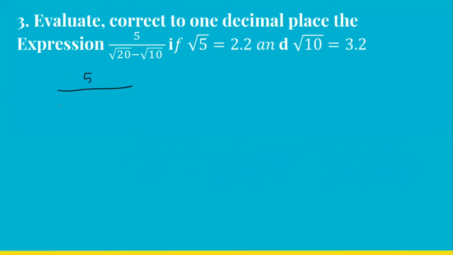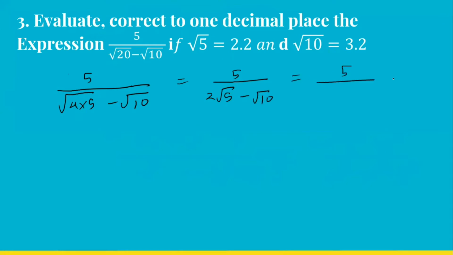Now root 20 can be written as root of 4 times 5, and minus root 10. Now we know that the square root of 4 is 2. So this becomes 5 upon 2 root 5 minus root 10. Let us substitute the values.